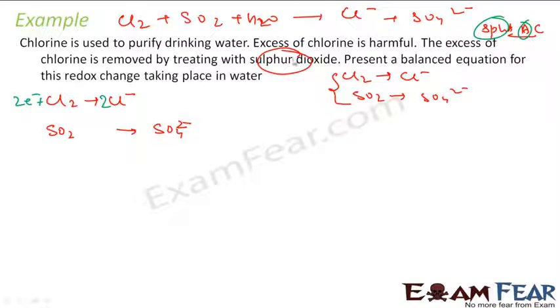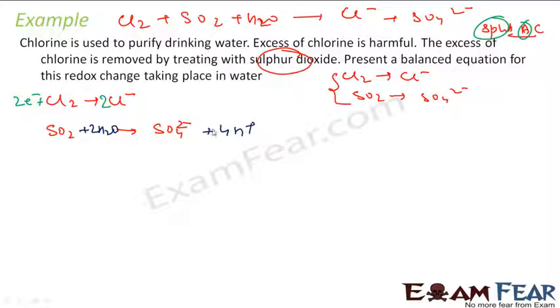So atom, sulfur is same, oxygen we have 4 on one side and 2 on the other, so let's add 2 water molecules here. Oxygen is balanced. What about hydrogen? Hydrogen we have 4 here, we have 0 here, so let's add 4H+. Now oxygen, hydrogen, sulfur, everything is balanced. So let's balance charge now.